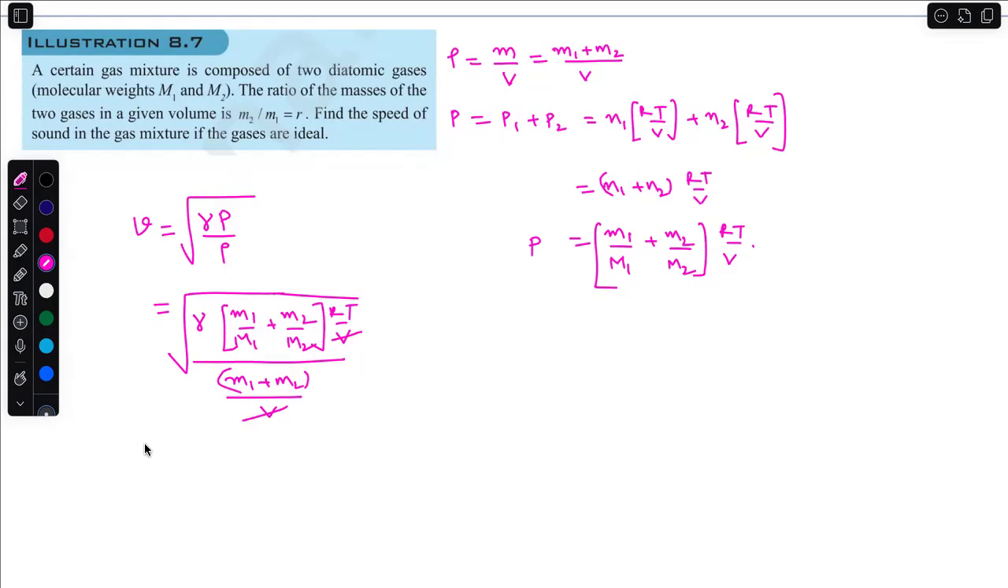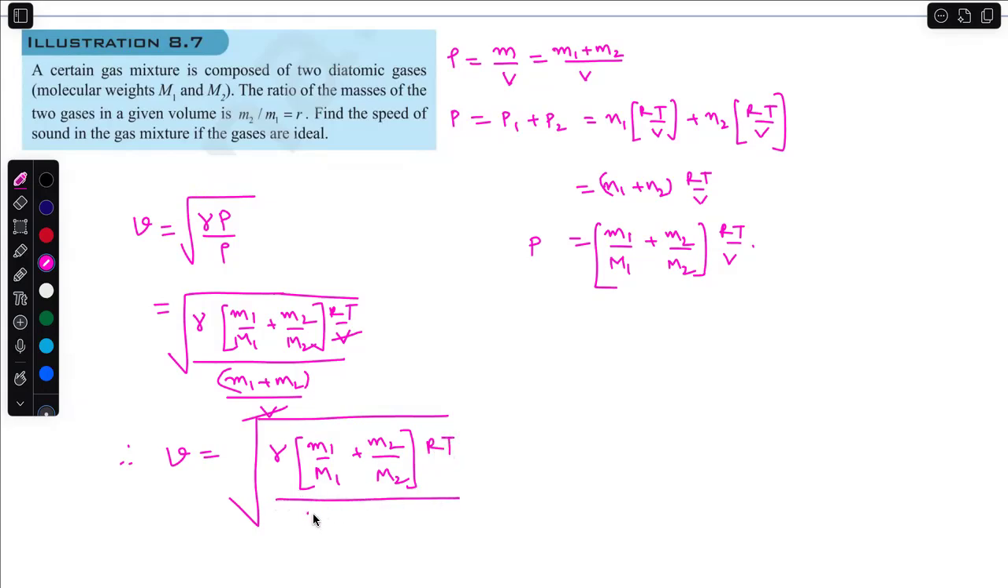Simply cancel this. Therefore, finally, v is under root gamma times (m1 by capital M1 plus m2 by capital M2) times RT by (m1 plus m2).